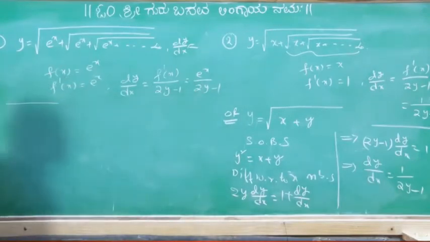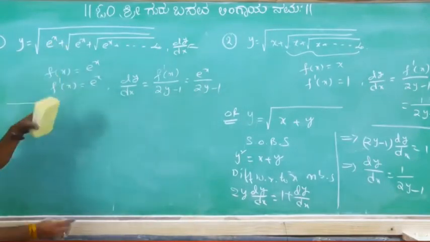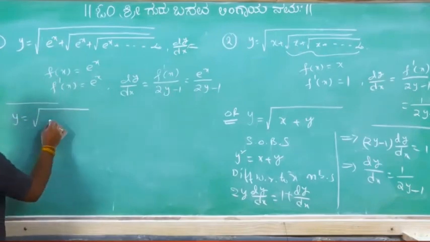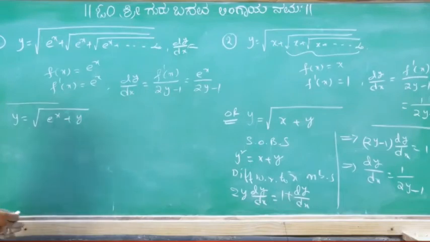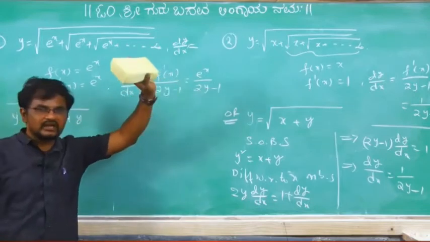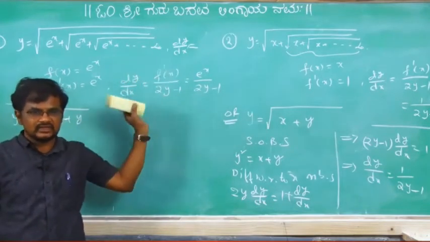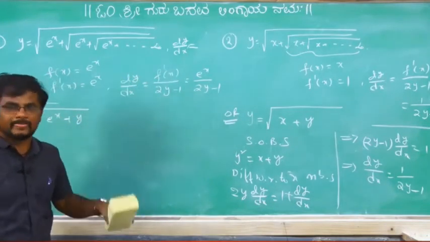Otherwise, what we have to do? Same, y equal to root of e power x plus y, squaring on both the sides and differentiating with respect to x, dy by dx common, then you will get the answer e power x by 2y minus 1. Okay? Understood now this type of problems?